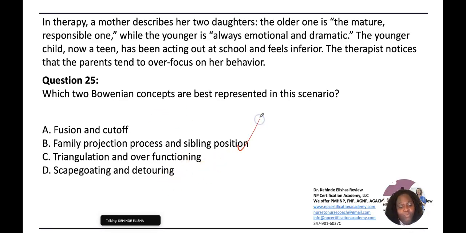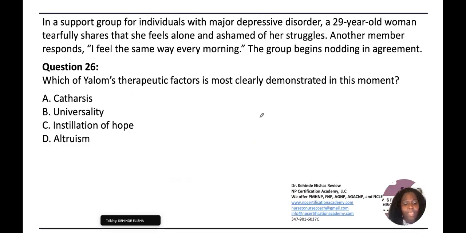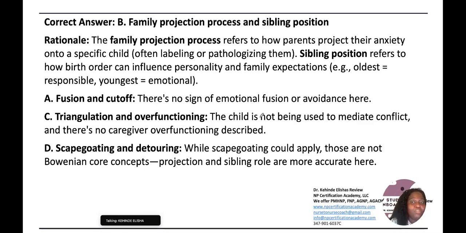Same thing as we went over previously, and we have to pay attention to that. We don't need to praise one kid for the other or put one kid down for the other. The family projection process refers to how parents project their anxiety onto a specific child. Sibling position refers to how birth order can influence personality and family expectations. For example, the oldest is responsible for the youngest, but then it gets into their emotional states too.